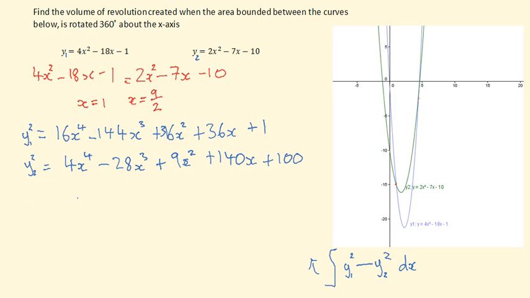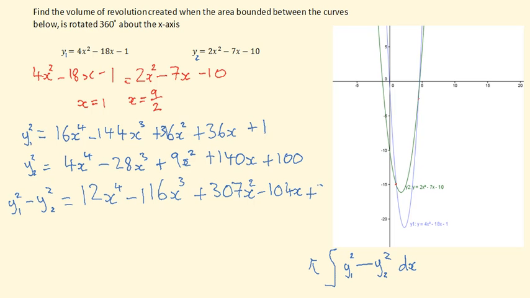We now obviously need to do y1 squared minus y2 squared and work out the difference, which leaves you with 12x to the power of 4 minus 116x cubed plus 307x squared minus 104x plus 99. Apologies, minus 99. Now you've got that, we're ready to start integrating, and we'll do that in the next video clip.